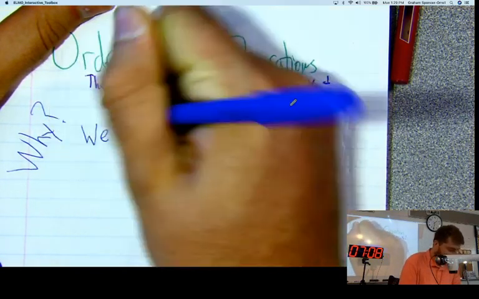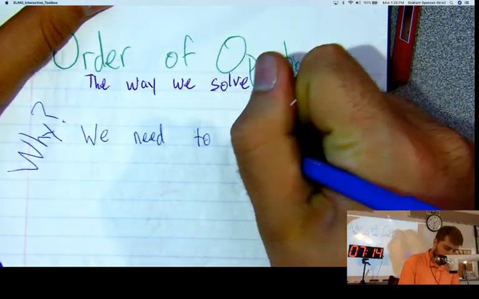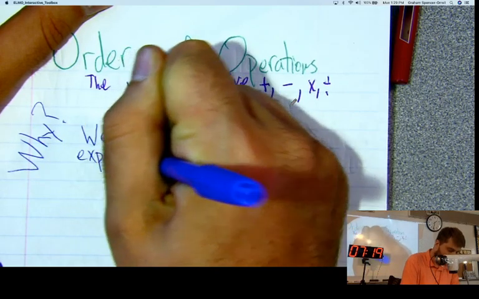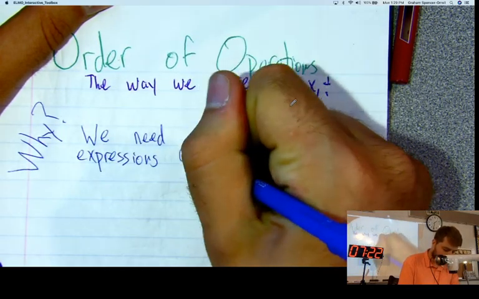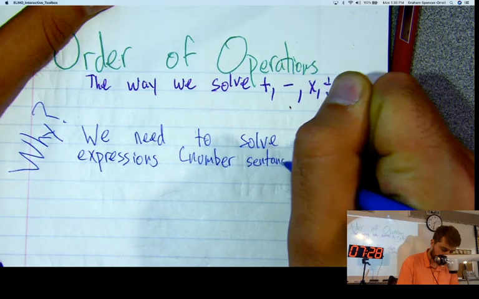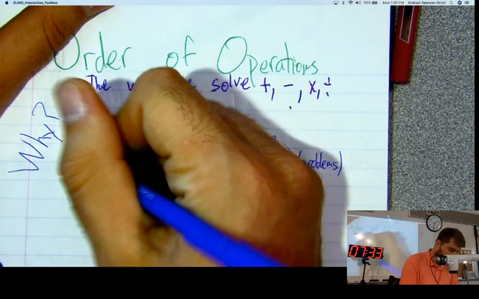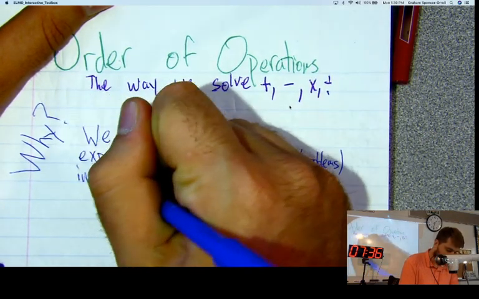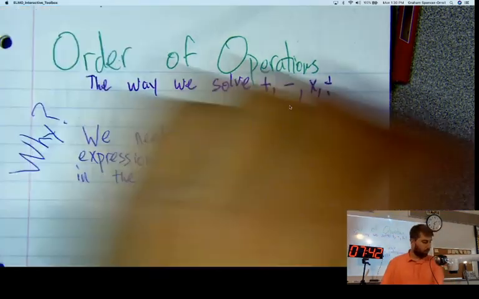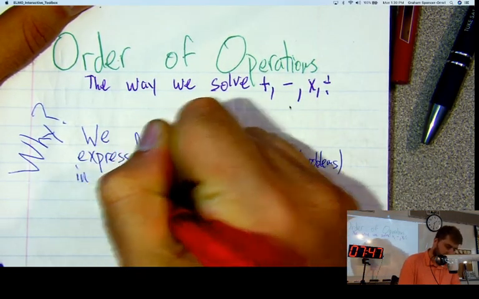Why do we care about order of operations? We need to solve expressions which are number sentences or problems in the same order. If we don't solve them in the same order, we will get different answers. So I will say otherwise, we can get different solutions.